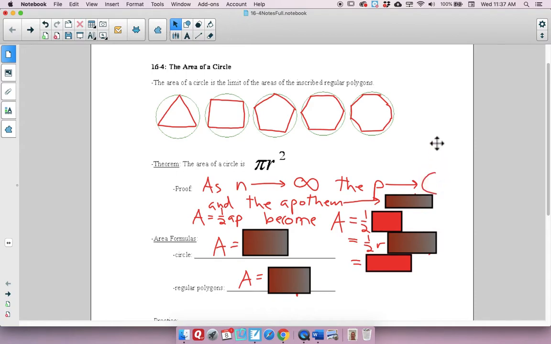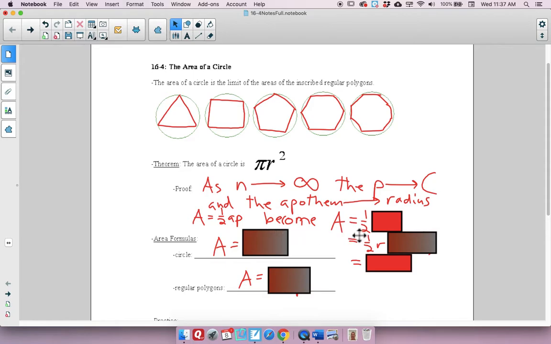Okay, and the apothem, remember what the apothem is. It's from the center of the circle down like that, or down like that, or down like that. Well, what's that going to become as the number of sides increases? Isn't it going to become basically the same as the radius, right? As these sides become closer and closer to the circle, the apothem is going to become the same as the radius. Okay, and we know the formula for the area of a regular polygon is 1/2 apothem times perimeter.